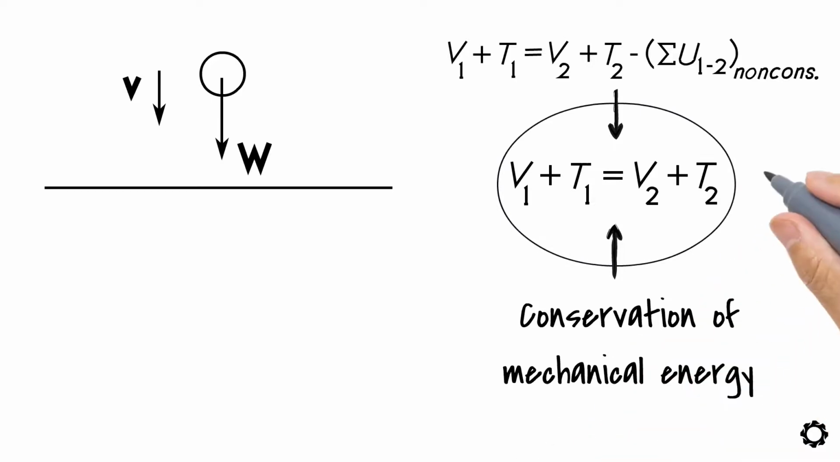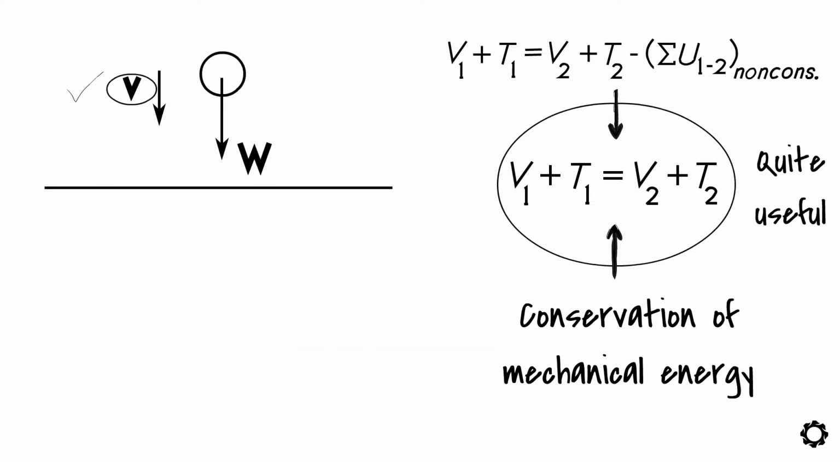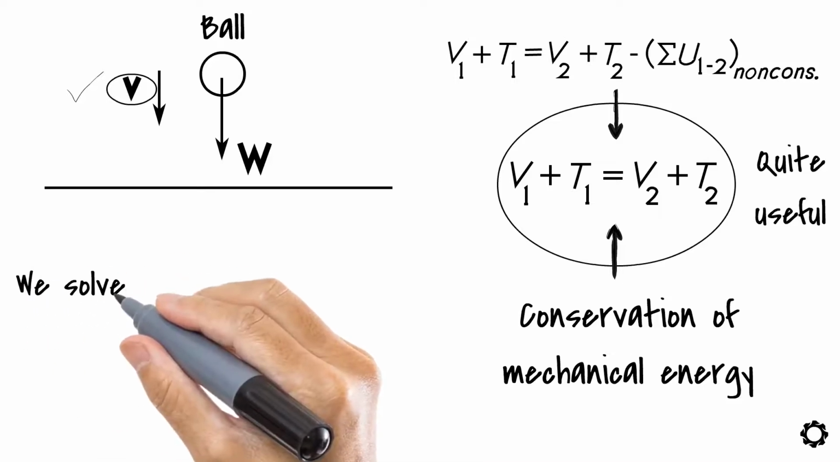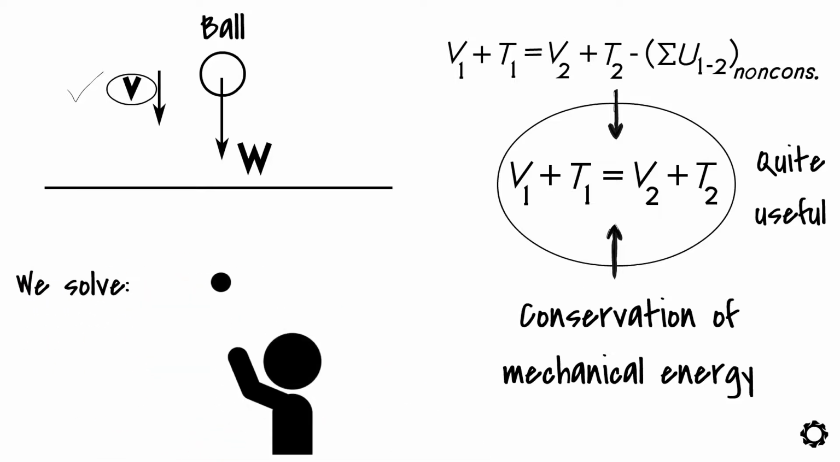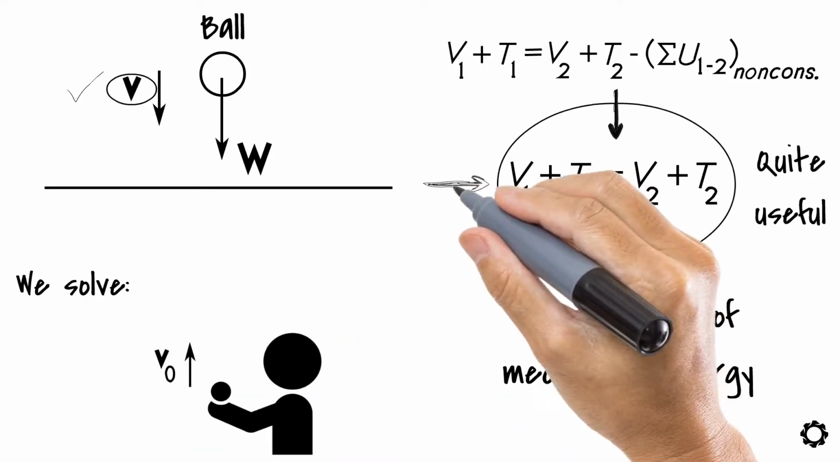This equation is quite useful, for instance, if we want to solve the final velocity of a ball when it hits the ground from a certain height. On the other hand, we could also solve an opposite type of problem, in which we solve how far in the sky the ball can reach if it has some initial velocity by using the same equation.